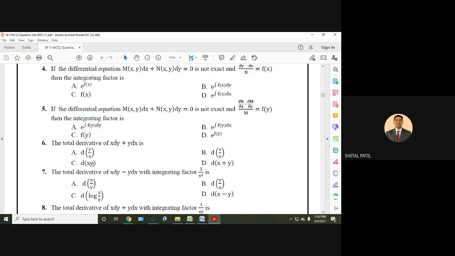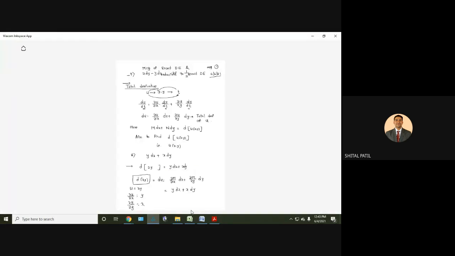Now question number 7. Try to solve question number 7. Two minutes to you. Solve question number 7. Option B, B for Bombay. Absolutely. Yes, absolutely correct. Let me change the page.